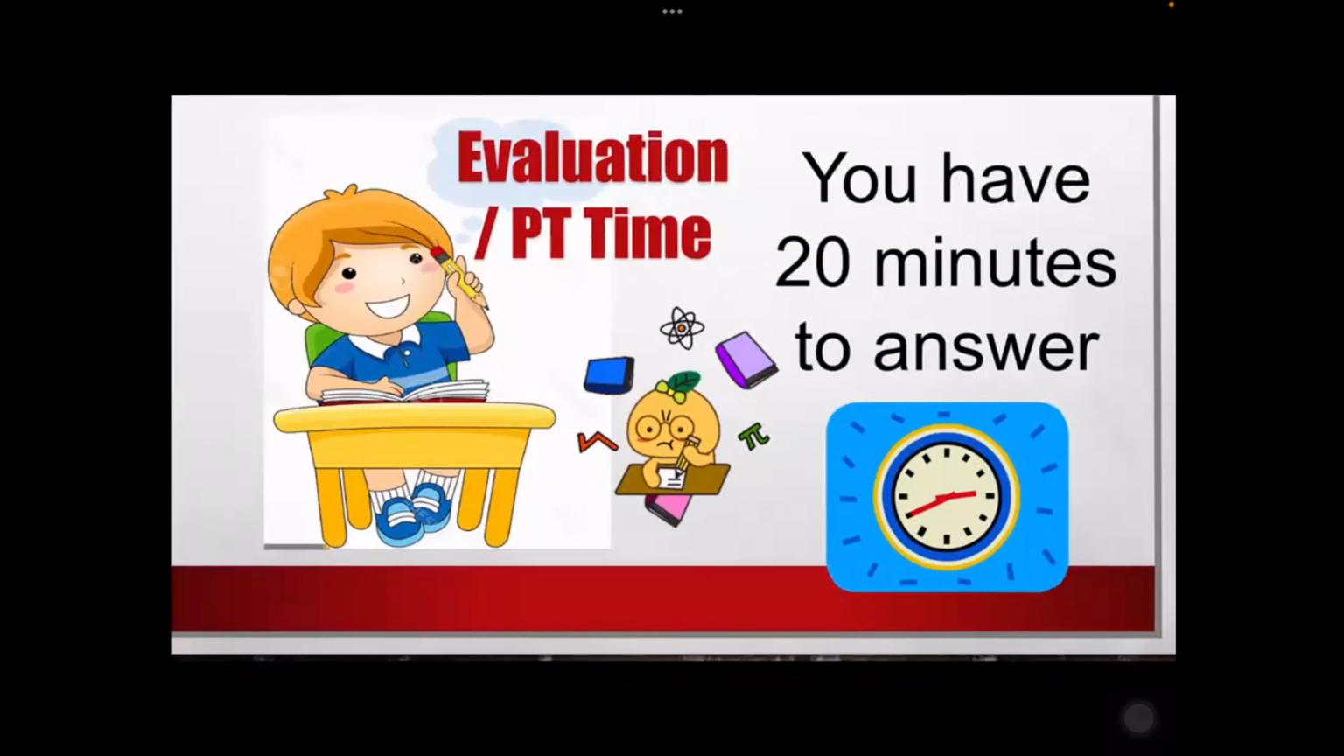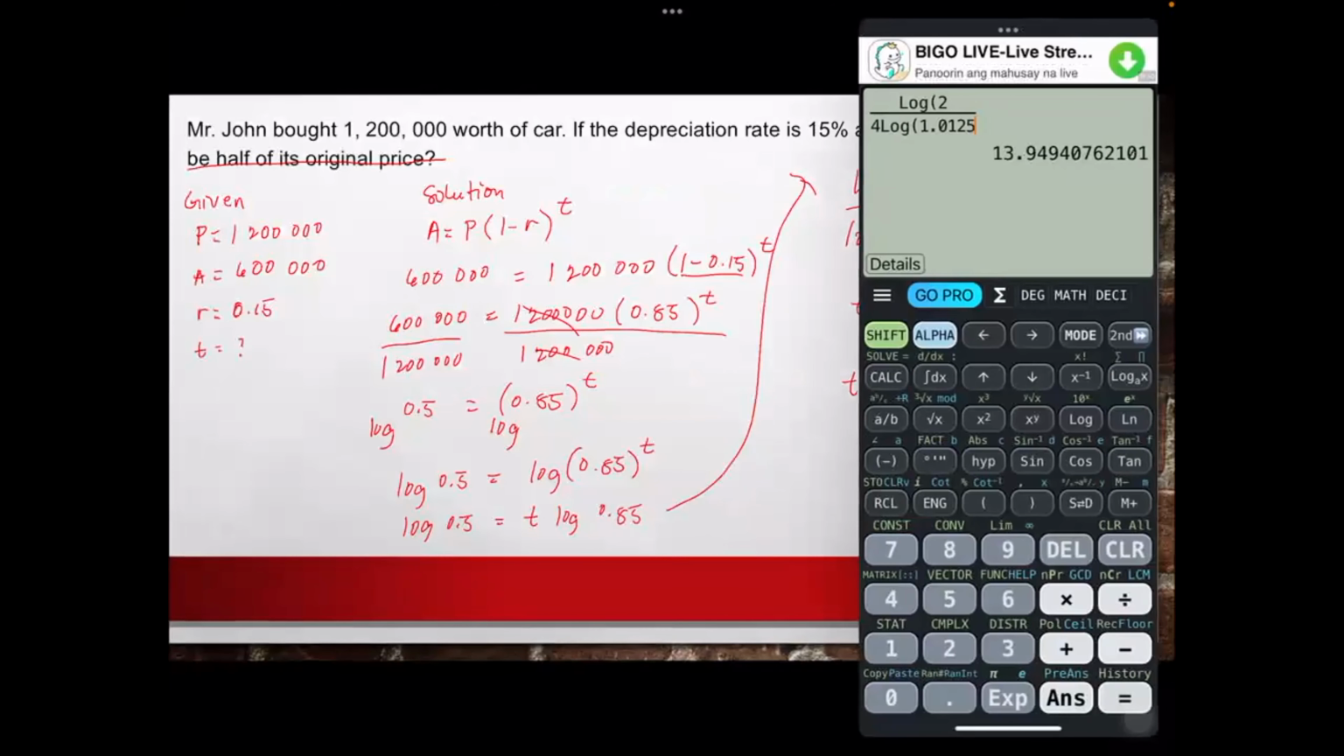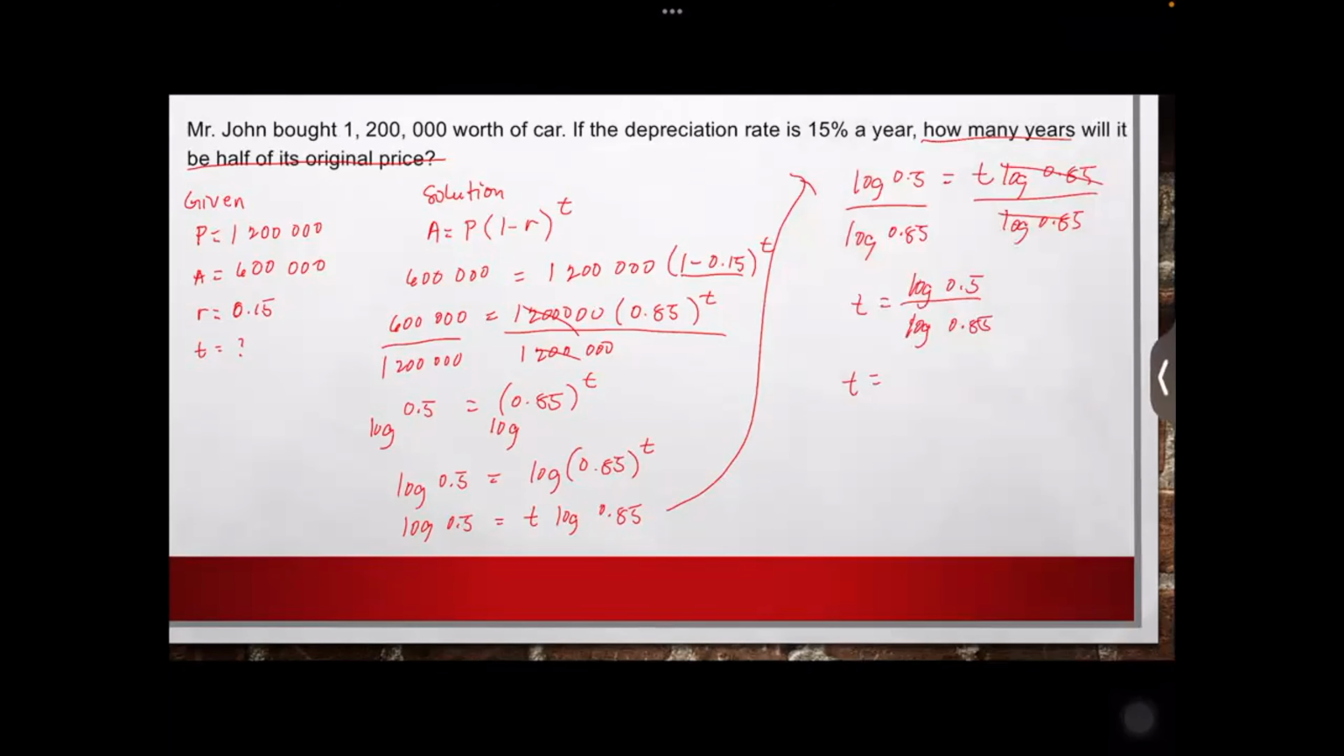Calculator again. So, this will be logarithm 0.5 over logarithm of 0.85. So, the answer will be 4.26, rounded off 4.27. This will be 4.27 years. Yan. Okay?